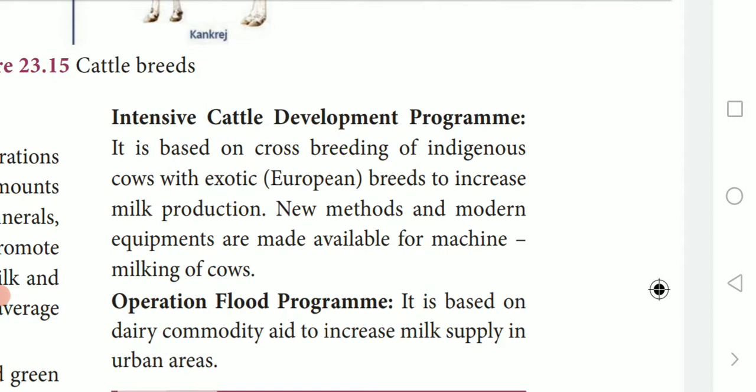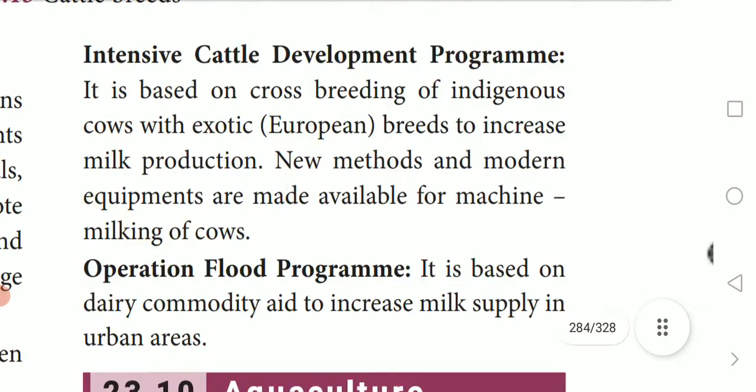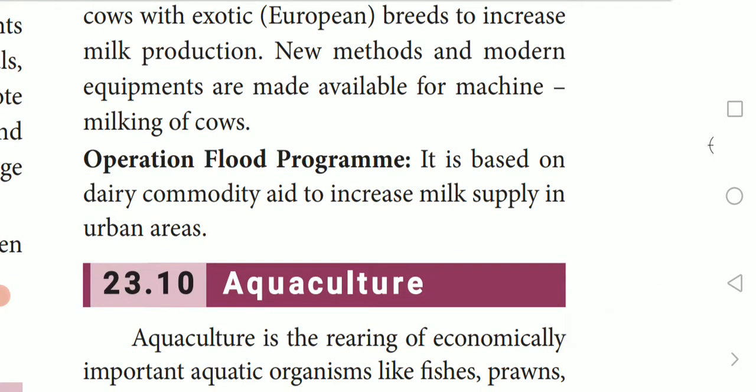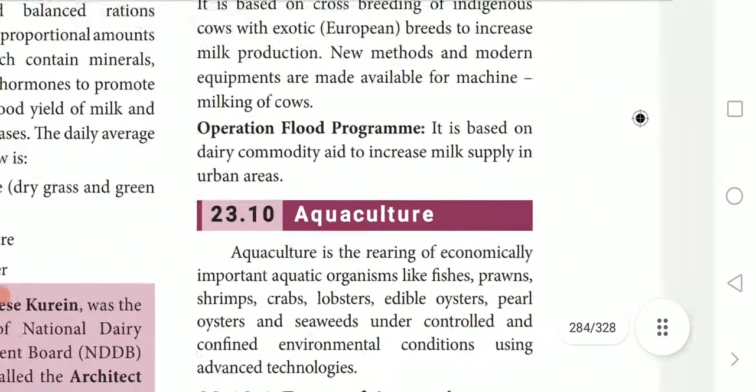An intensive cattle development program is based on crossbreeding of indigenous cows with exotic breeds to increase milk production. Intensive means that in order to increase milk production, this program is taken. Exotic breeds are European breeds. The new methods and modern equipment are made available for machine milking of cows. Operation Flood program is based on dairy commodity aid to increase the milk supply to urban areas. So these are the topics about the cattle.